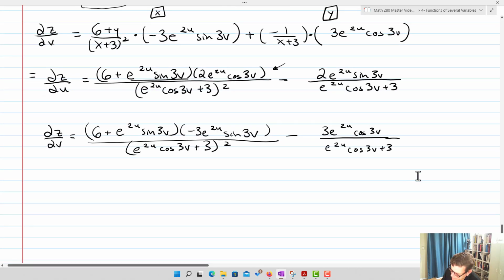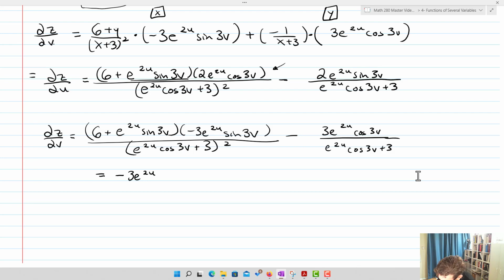I think actually if I do this, we'll do a little algebra so you can see some algebra going on here. So we'll pull out negative 3e to the 2u. I get negative 3e to the 2u, and this will then be 6 sine 3v plus e to the 2u sine squared 3v.